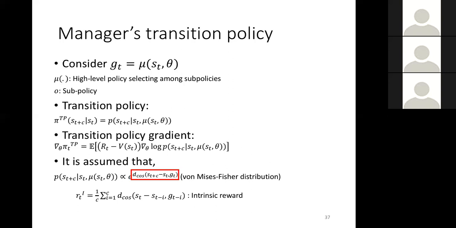So we can write down the transition policy gradient of the transition policy pi tp. Is the output of the high level policy in the space of common actions or specific actions? It's just an embedding. The high level just outputs a goal embedding, the GT.